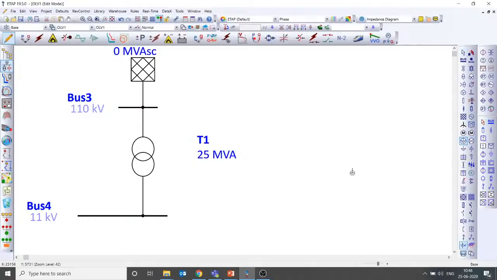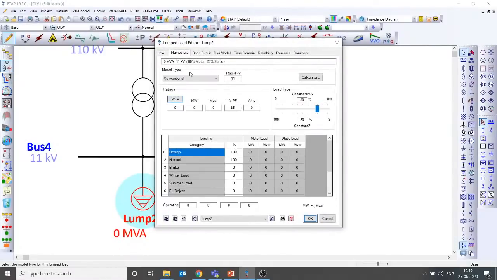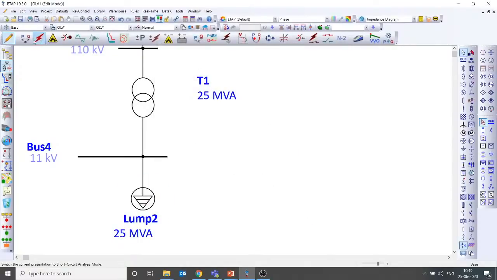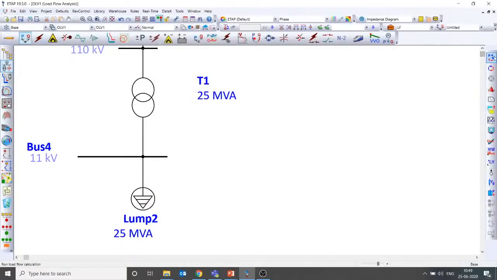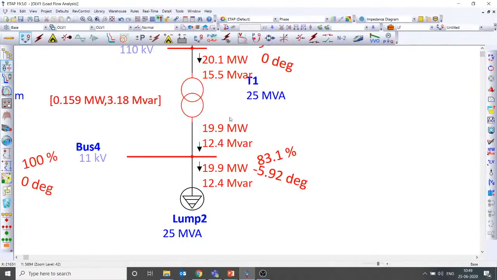Assume the load is connected. I'm just modeling it as a lumped load. Let me take 0.85 power factor, which is a good power factor to go with. I'm trying to load the transformer with a full load of 25 MVA, which is not really practically possible, but still I'm trying. So here is the answer.